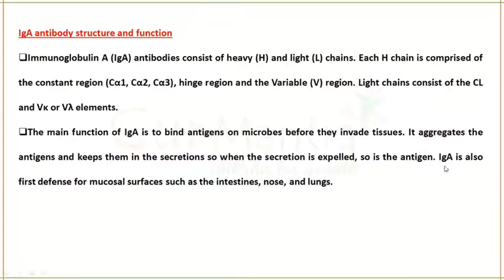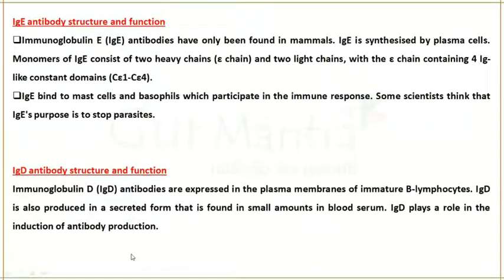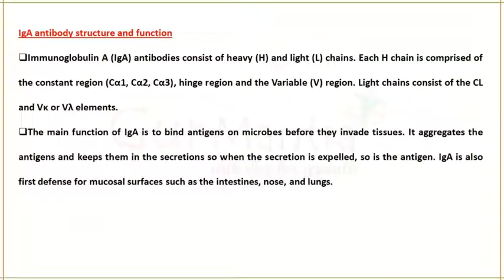IgA is also the first defense for mucosal surfaces such as the intestines, nose and lungs. So in the mucosal regions, IgA will be present. And by the way, IgA is a dimer.